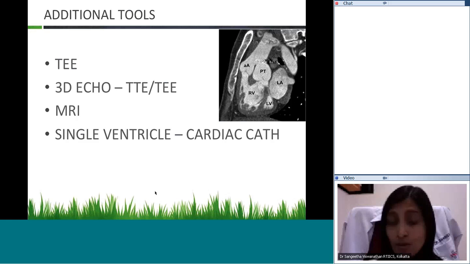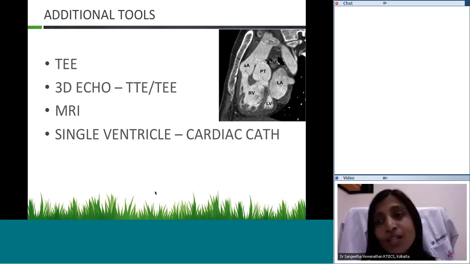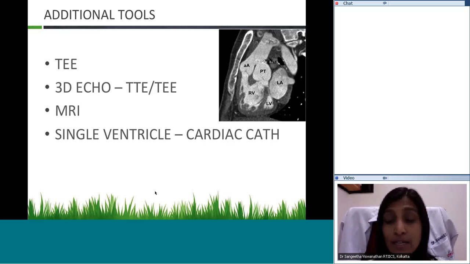As we saw in our earlier images, 3D echo is fantastic, and I think as more and more of us start getting familiar with it, it just gives you a much nicer visual appreciation. Of course, I think a lot of people would argue that we can mentally make a 3D image, but I suppose it's just nicer to show the surgeon an almost anatomical image. MRI is the other tool which can be quite useful. And in those patients who we are taking down the single ventricle pathway, a cardiac cath may be required.